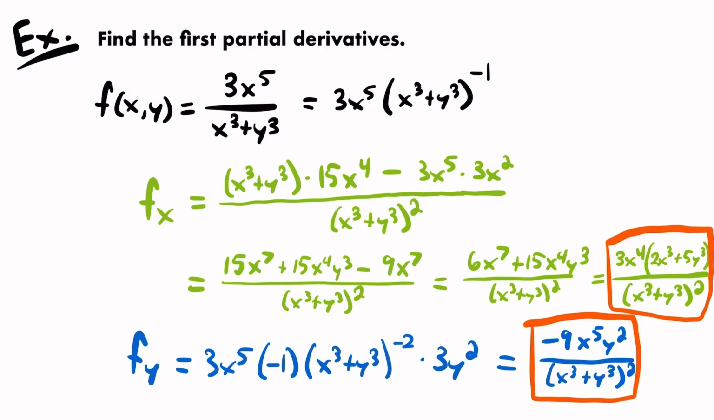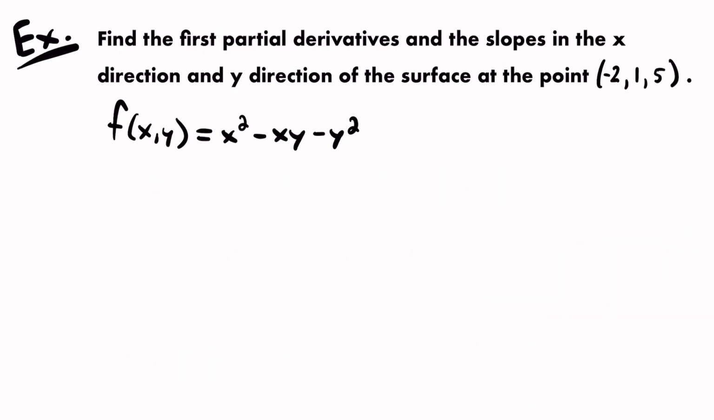Let's take a look at a slightly different example. This time we want to find the first partial derivatives and the slopes in the x direction and y direction of the surface at the point (-2, 1, 5). And our function that represents a surface is f of x, y equals x squared minus x times y minus y squared.